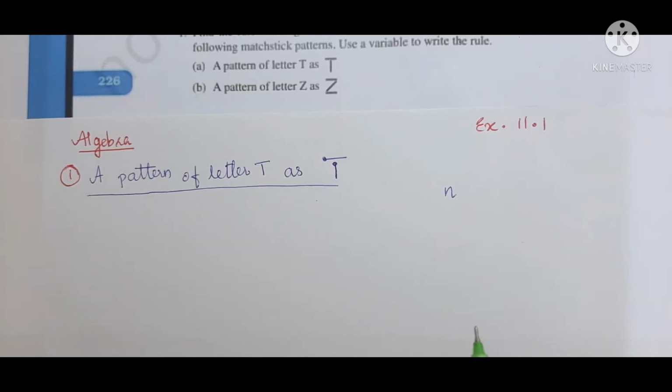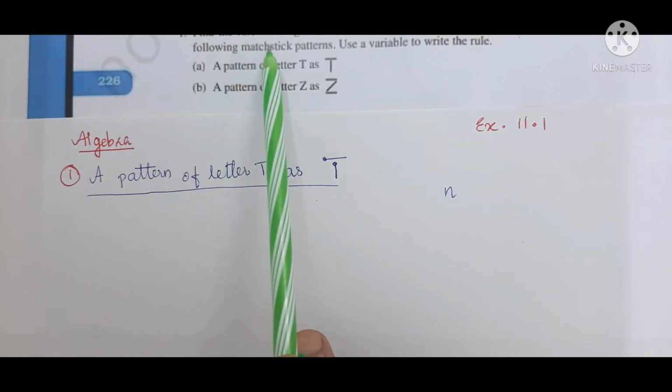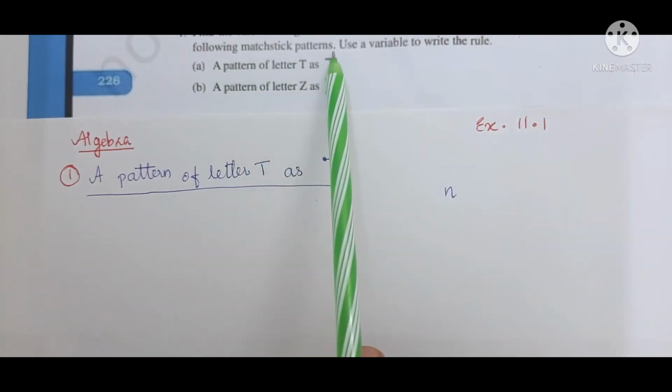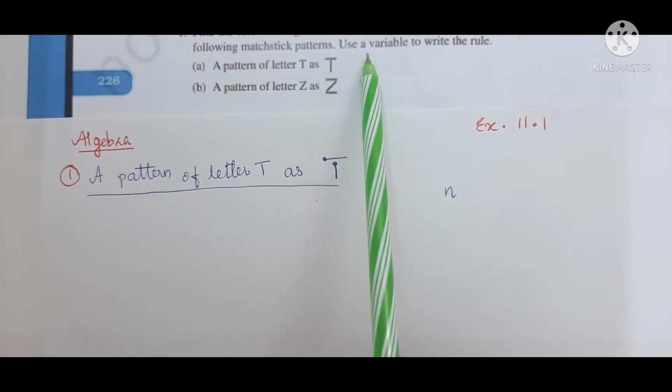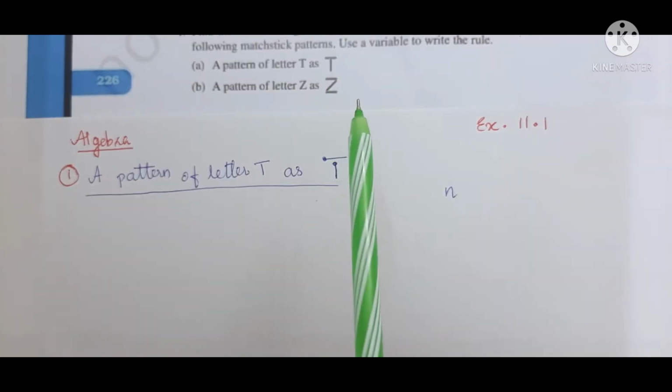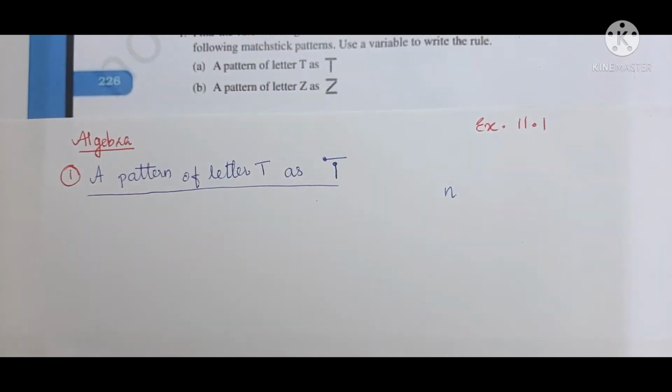Hello children, today I came with an interesting topic about algebra, exercise number 11.1, question number 1. Find the rule which gives the number of matchsticks required to make the following matchstick patterns. Use a variable to write the rule. So we have to find the rule for making a pattern, which gives the number of matchsticks required to make the following matchstick pattern.